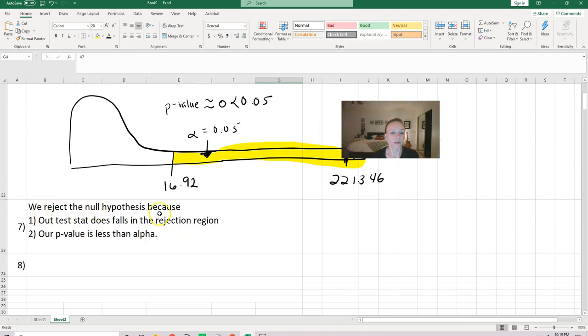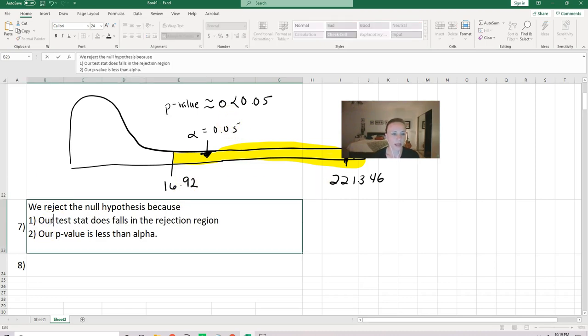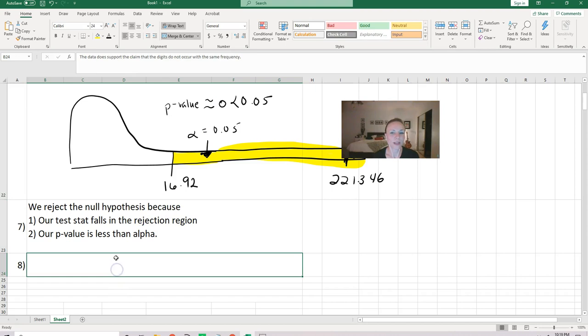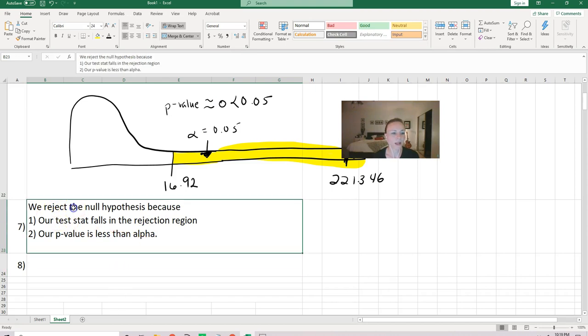Okay, so we reject the null hypothesis for one of two reasons. We did both tests, p-value and critical value. Our test stat falls in the rejection region, which it did, or our p-value is less than alpha, which it was. So we have to go back up and figure out whether or not we support the claim. So we reject the null hypothesis.